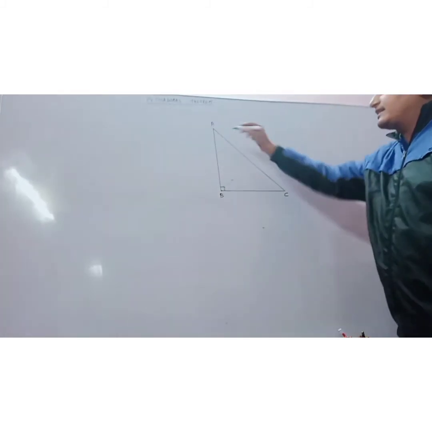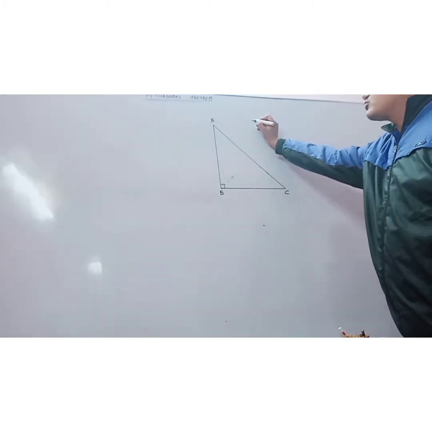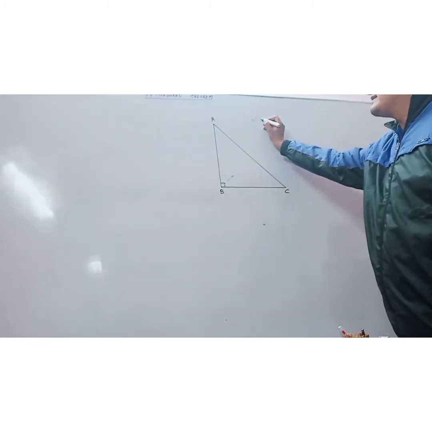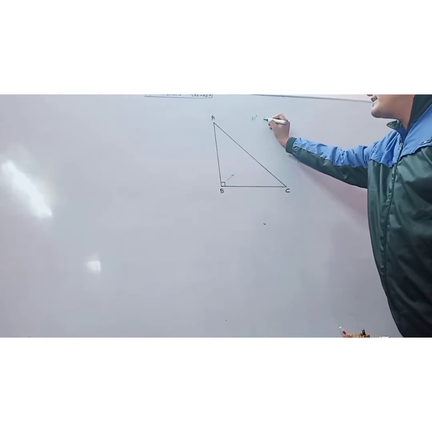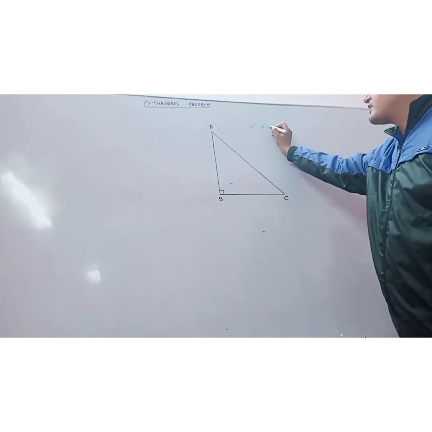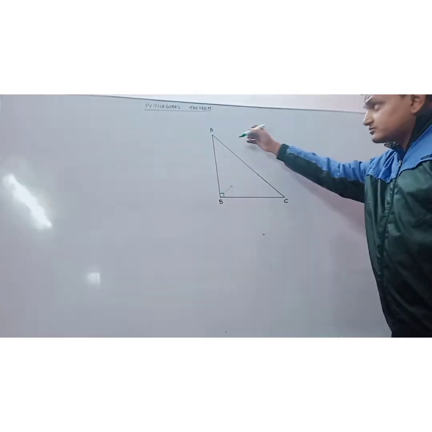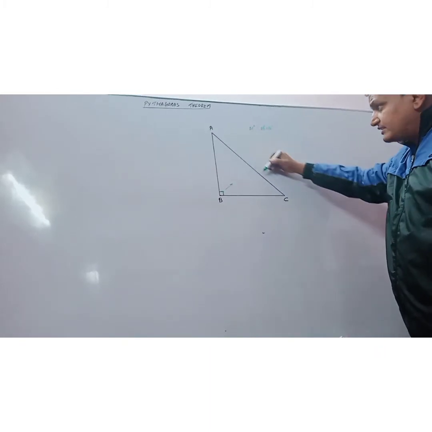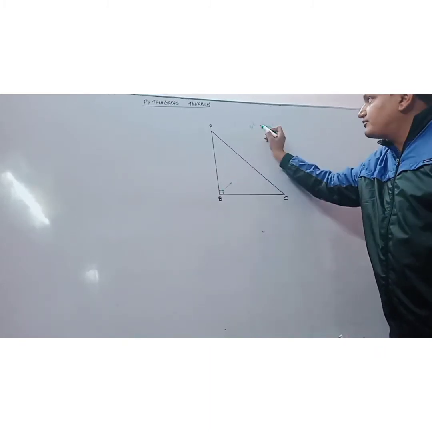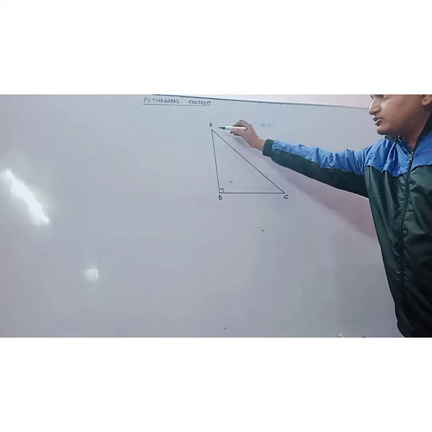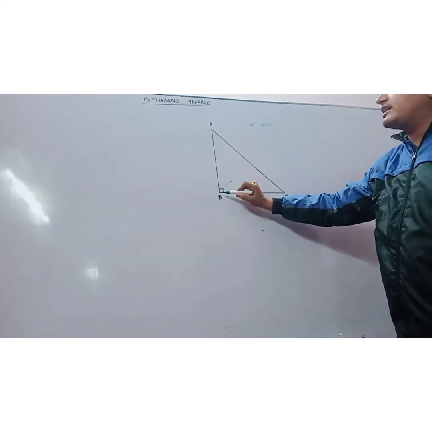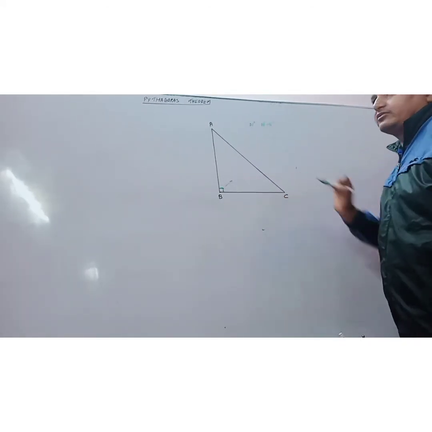That is, in a right angle triangle, the square of the longest side is equal to the sum of the squares of the other two sides. Other two sides are what? This perpendicular and this base.